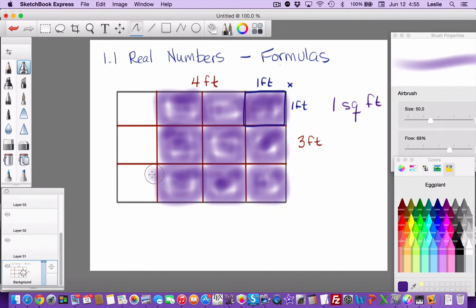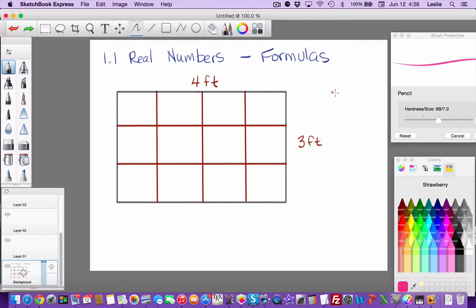The short way to determine how many squares you have is to take a look at how many rows and how many columns. I have 3 rows of squares, and in each row I have 4 squares. So I have a total of 3 times 4 squares, or 3 times 4 square feet. I have 12 square feet.